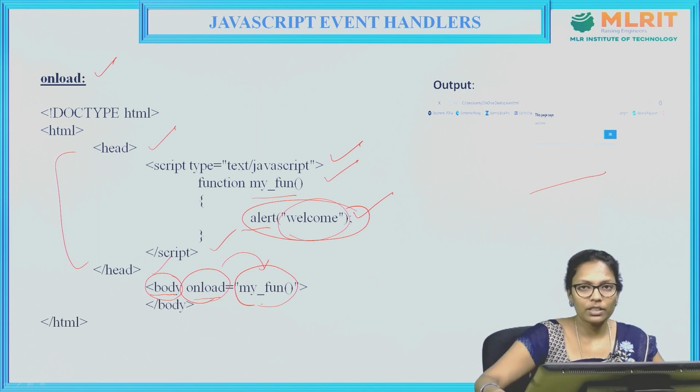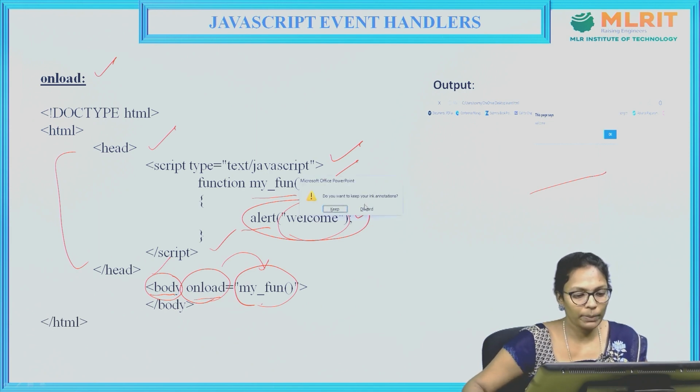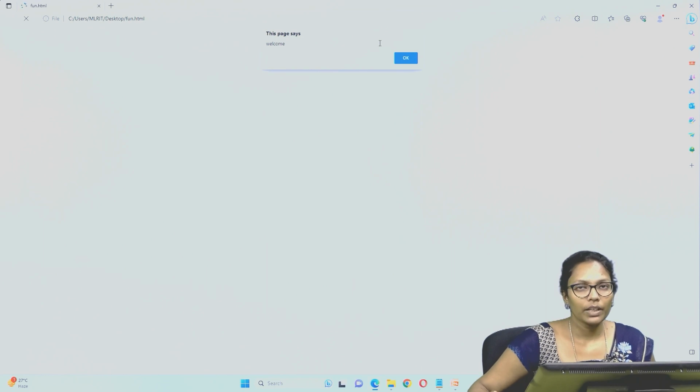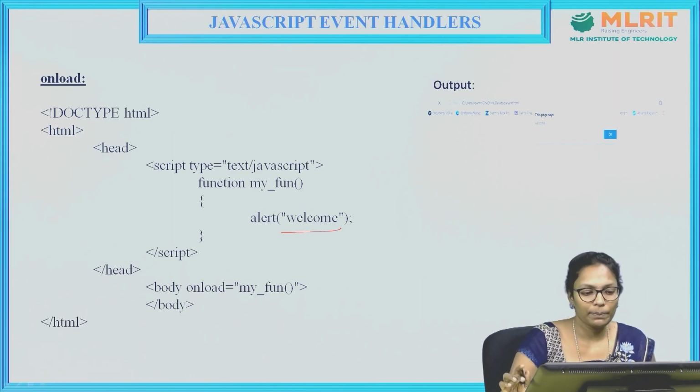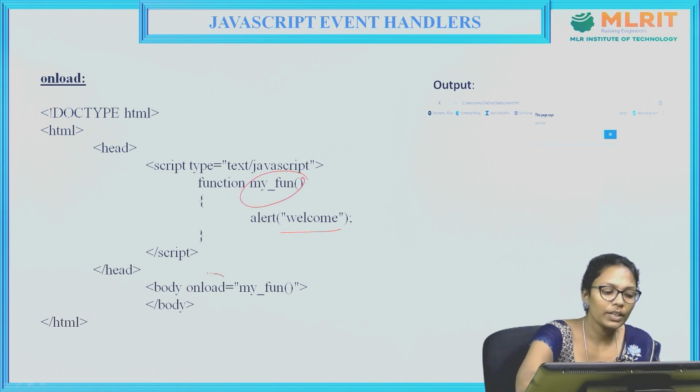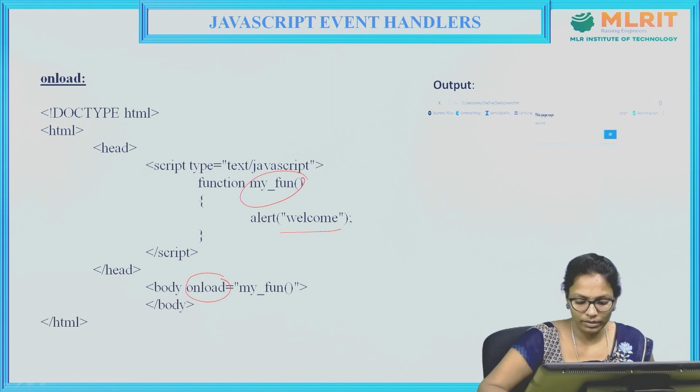We'll also execute this and we'll see what happens. See, whenever I loaded that, whenever I executed that, automatically I got this pop-up message, right? So what it is saying? Welcome followed by OK. So this is an alert message. So what this alert message is printing? Simply welcome message. So when this alert message or when this function will be called? Whenever the body is loaded.